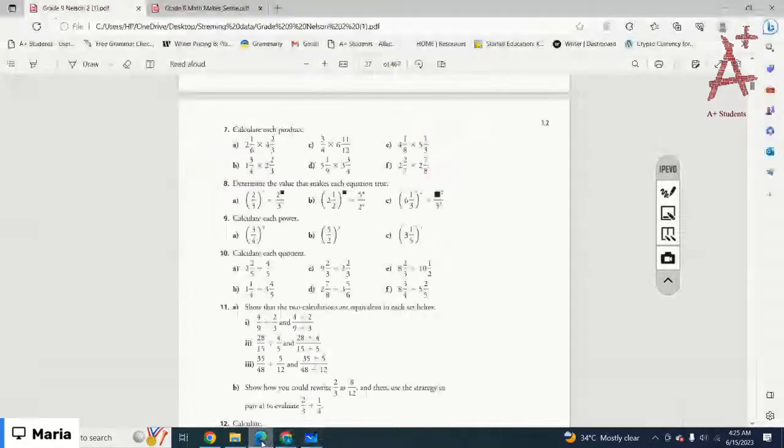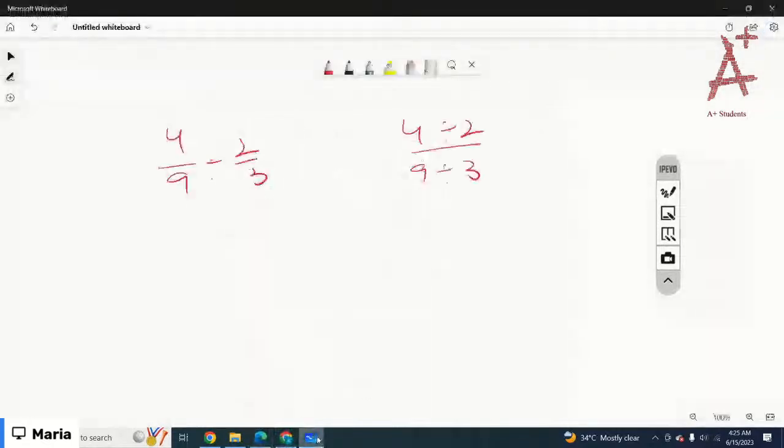You have to show that the two calculations are equivalent in each set. You have to see if they are equivalent. Okay, let's just solve this side. You have to replace the division sign with multiplication and take the reciprocal of the term. So it would be now 3 times 1 is 3 and 3 times 3 is 9. And 2 times 1 is 2 and 2 times 2 is 4. So the answer is 2 over 3.